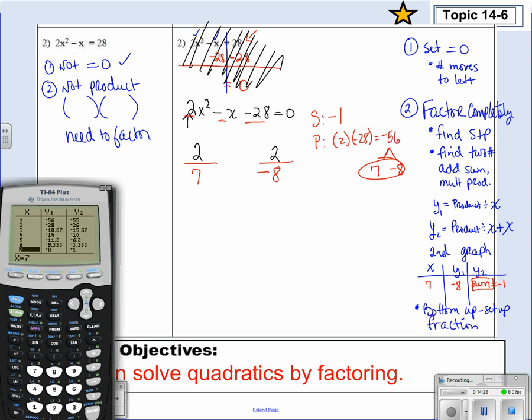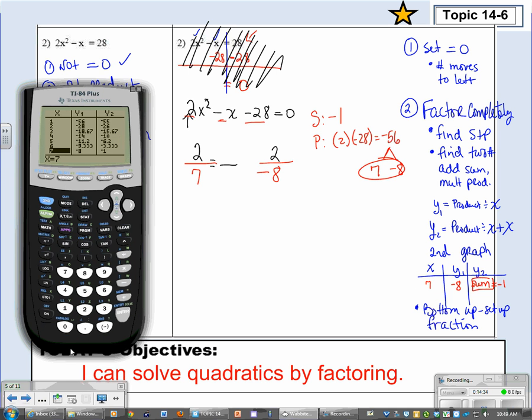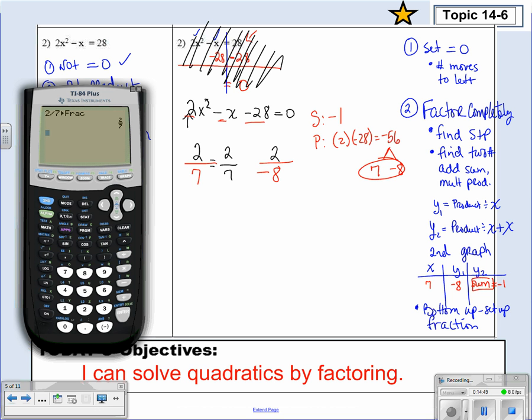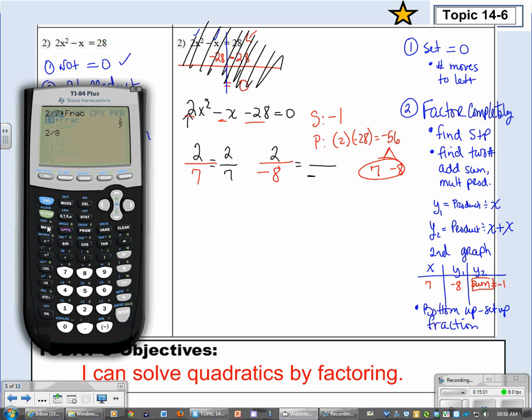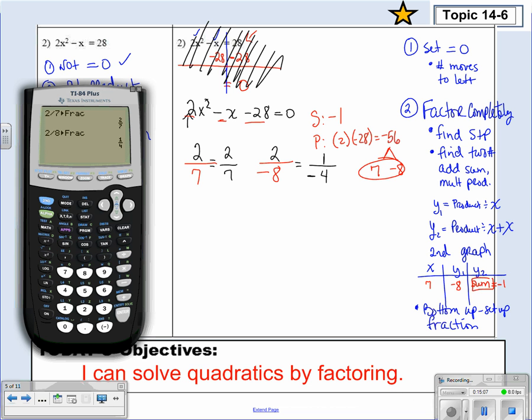Now we will see if we can simplify the fractions. 2/7, I already know in my head it doesn't simplify, but let's use the calculator just to prove it. So let's get out of our table by hitting second quit, or second mode, and we'll do 2 divided by 7, hit math, enter, and sure enough, it stays 2/7. Our second fraction, we have 2 over negative 8. I see I have a negative, so I'm going to go ahead and keep the negative in the denominator. So 2 divided by 8, math, enter, enter, and it becomes 1/4. But the 4 is the one that's negative because the 8 was negative, so the 4 stays negative.